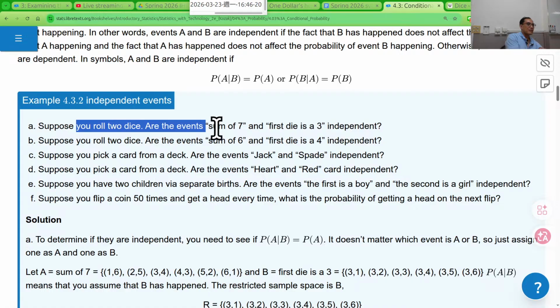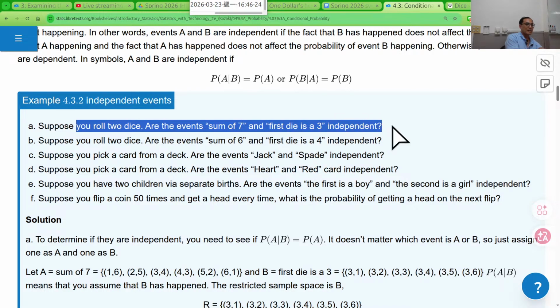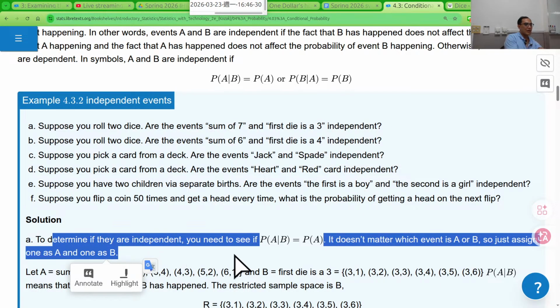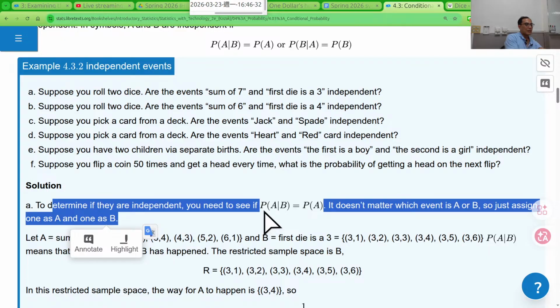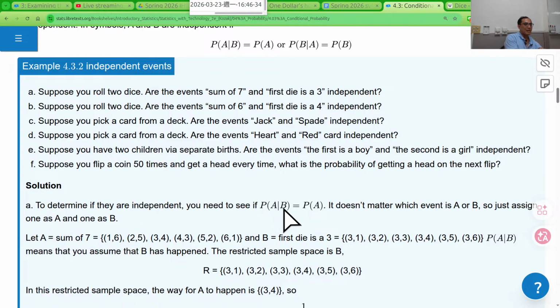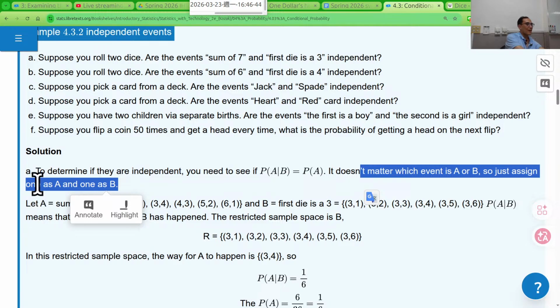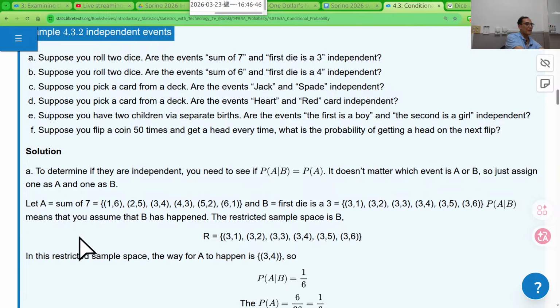Are the events "sum of 7" and "the first die is 3" independent? Let's check. To determine if they are independent, you need to check if the probability of A based on B equals the probability of A. It doesn't matter which event is A or B. Just assign one as A and one as B.